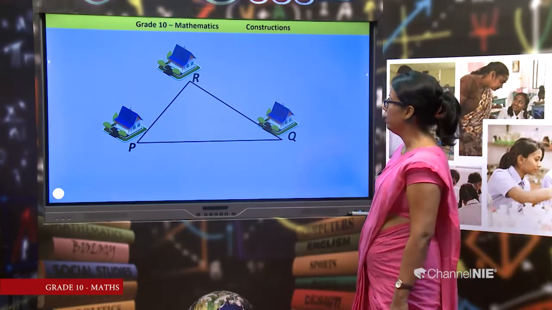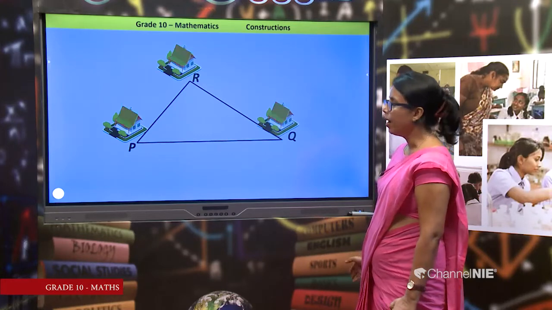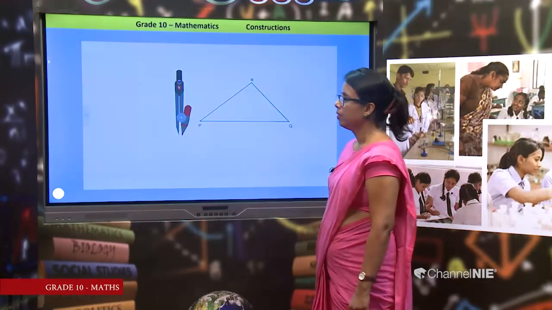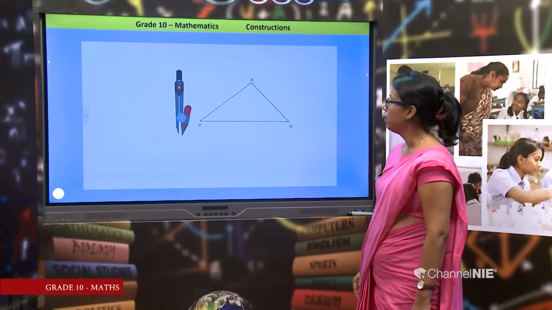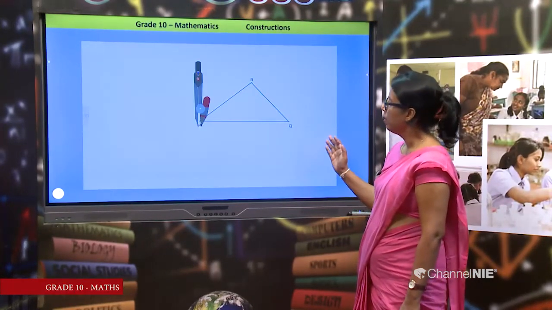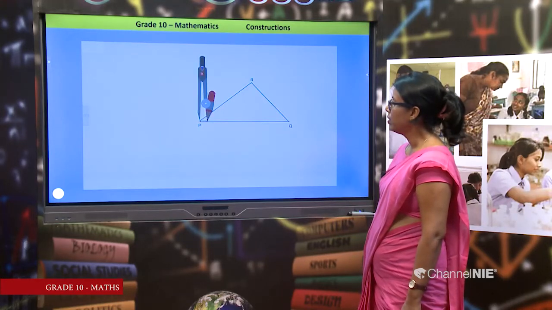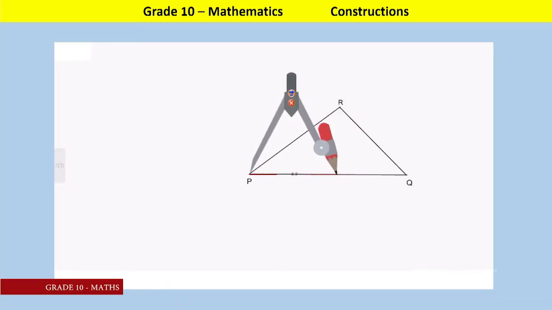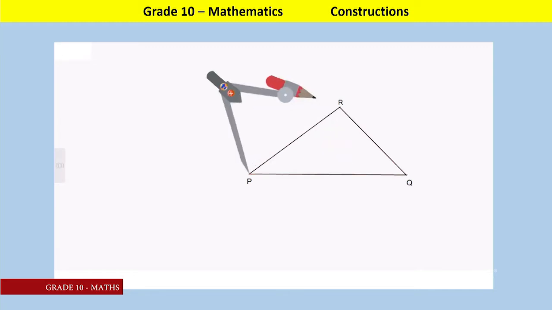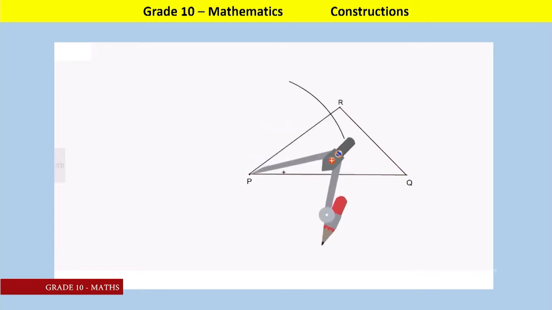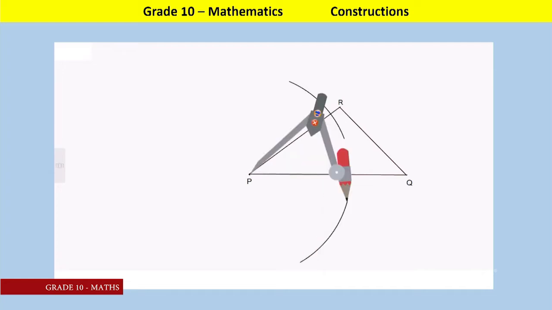Now get ready with me. Let's try to find the location of the lamp post. Using your construction knowledge, let's find the place where to fix the lamp post. First, you can keep any place PQR, 3 houses, construct 2 perpendicular bisectors of any 2 lines.